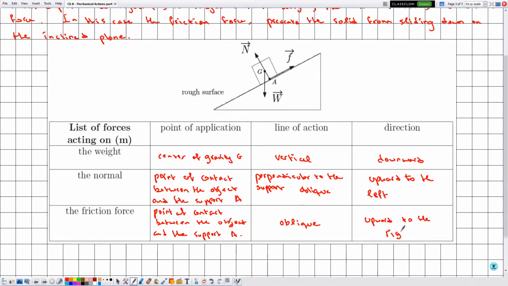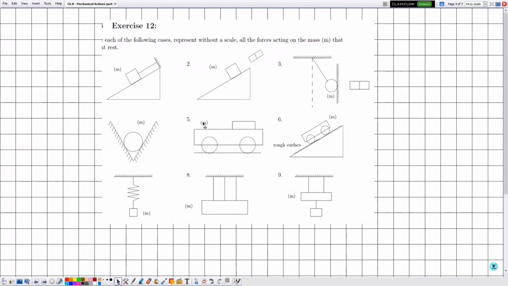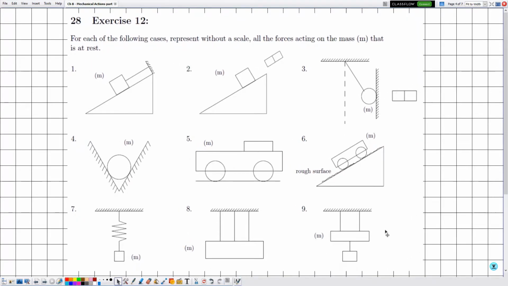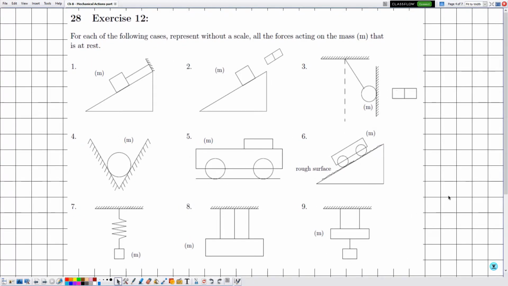And by this, we are done with the explanation of this chapter. Now we can move on to different exercises. Let me start with the following. In each of the following cases, exercise 12, section 28, represent without a scale all the forces acting on the mass M that is at rest. So let's consider number 1.